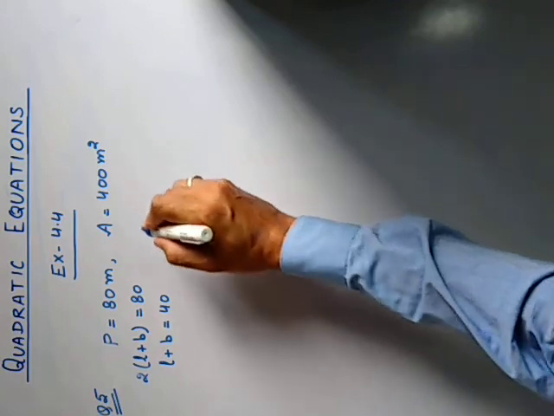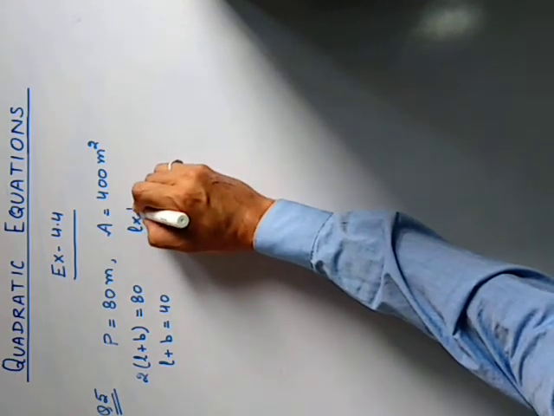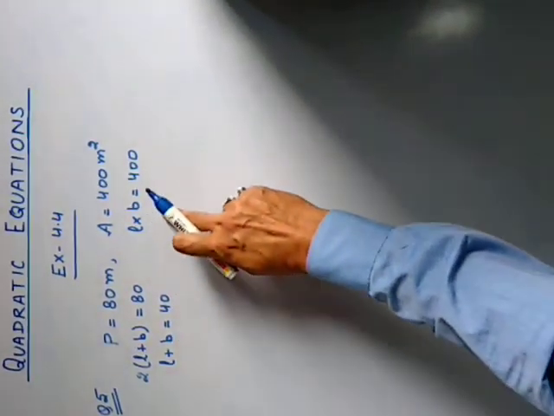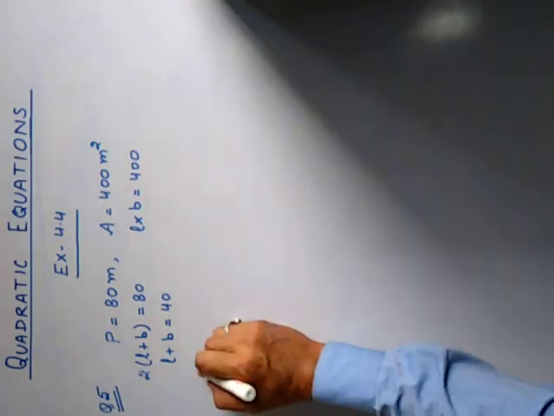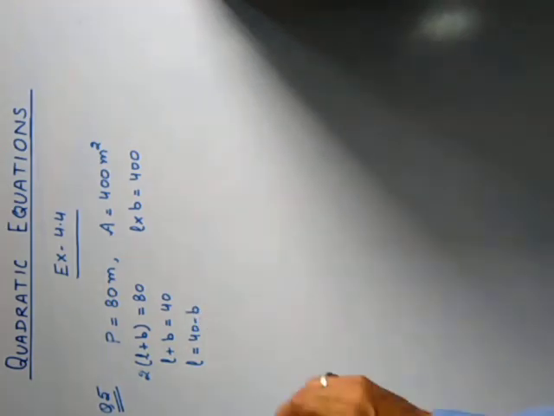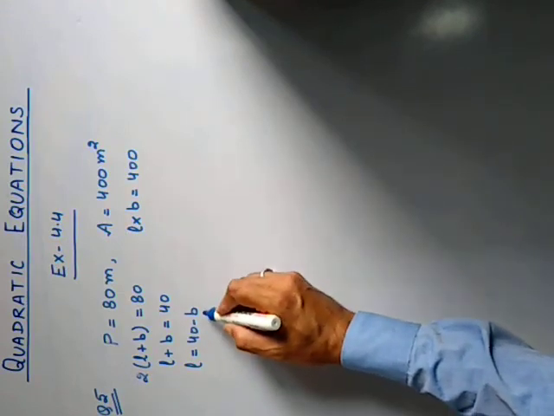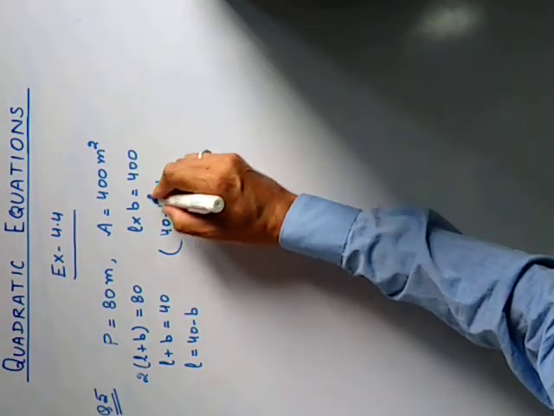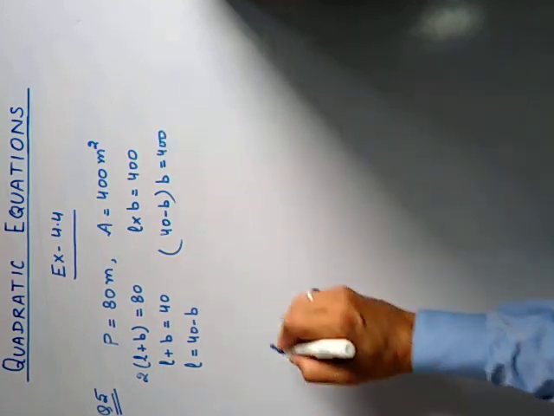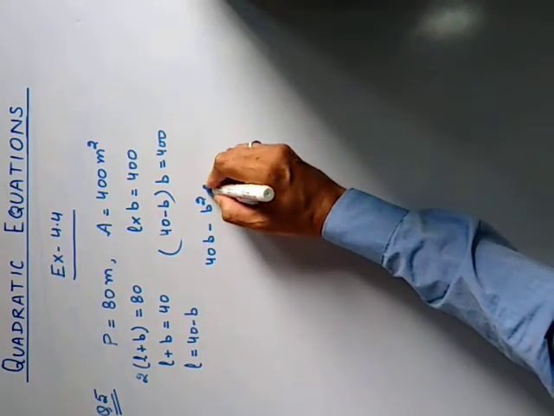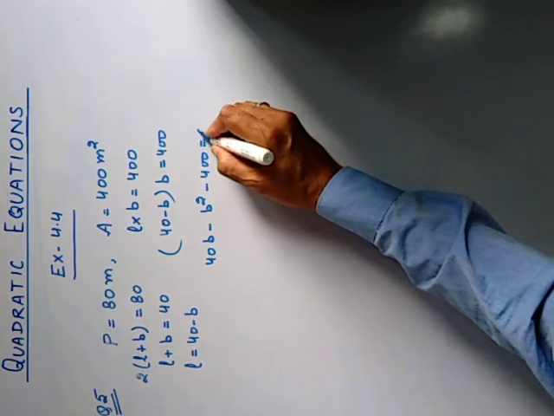And area is given 400 meter square. So area of rectangle is length into breadth equals to 400. Now from these two equations we have to find the length and breadth. So length will be equals to 40 minus b. Now if we put in place of length 40 minus b, so second equation will be 40 minus b into b equals to 400. Multiply it, so it will be 40b minus b square minus 400 equals to 0.